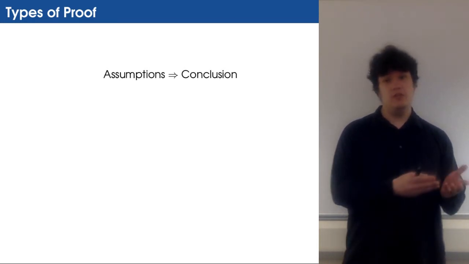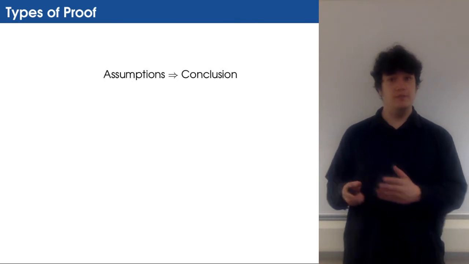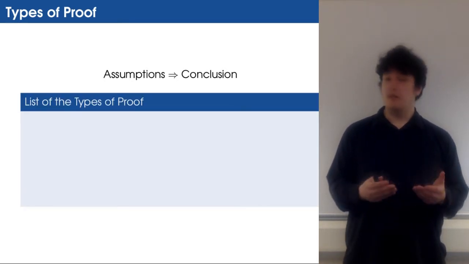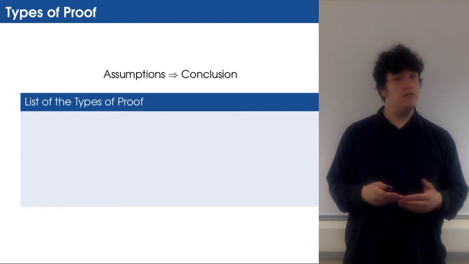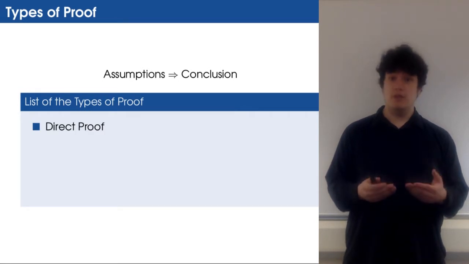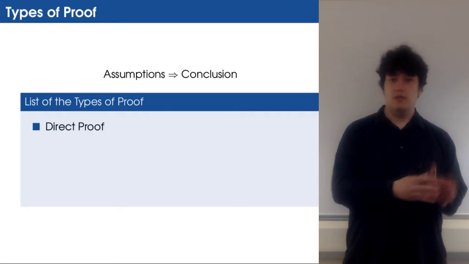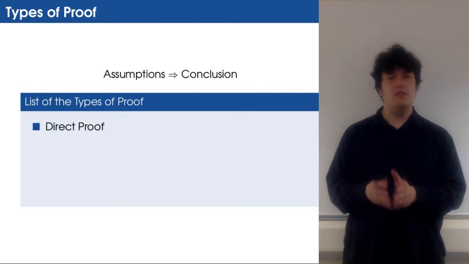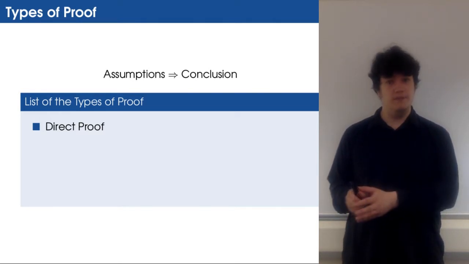We have some assumptions, implies a conclusion. Now this kind of statement can be proved in a number of different ways. We have direct proof, where you take the assumptions, you apply the definitions and other things you know about the objects involved, and you deduce the conclusion.